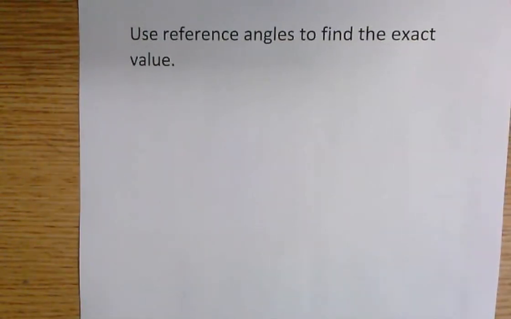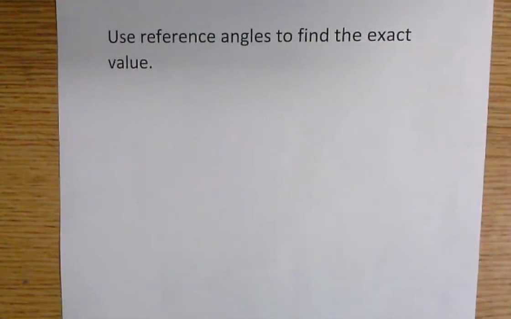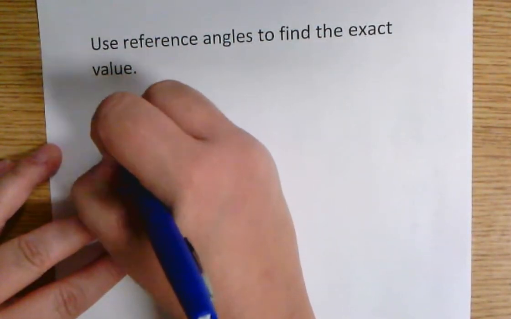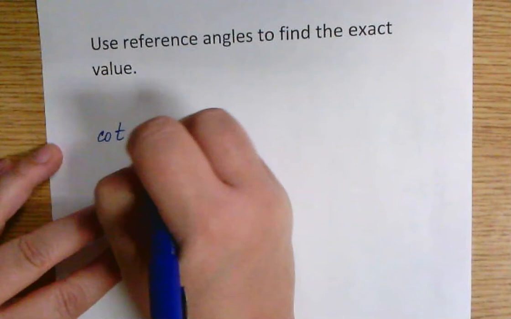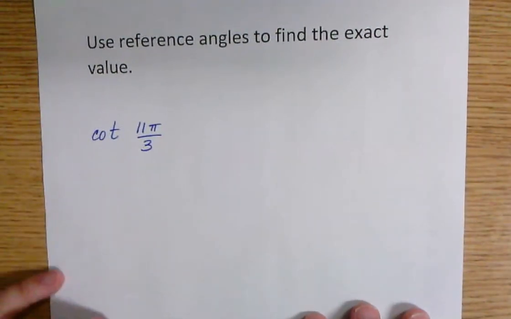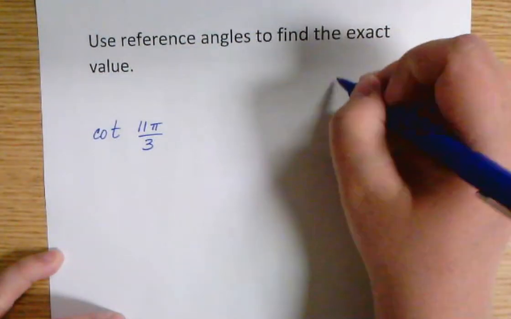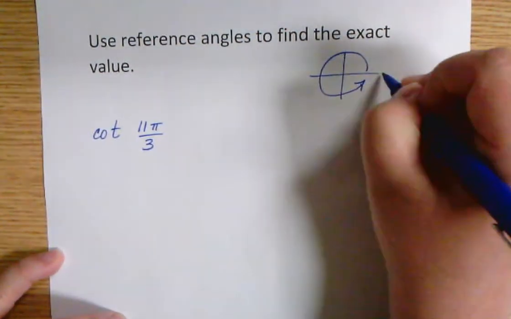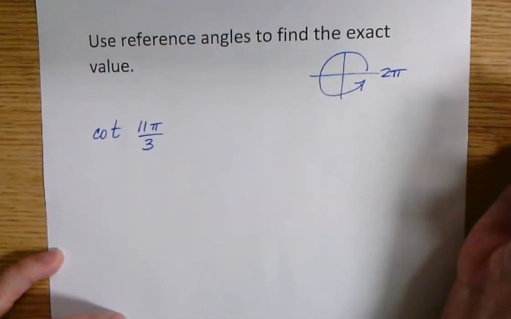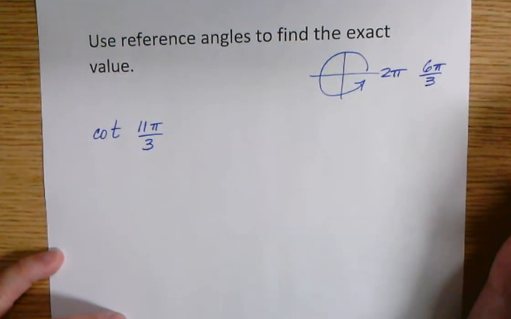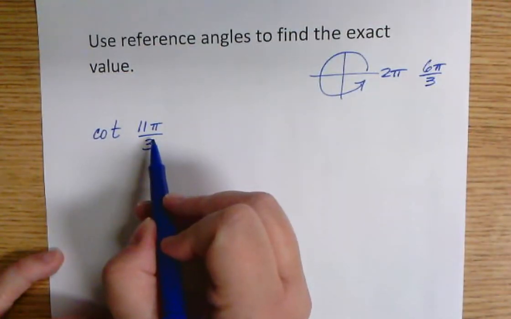All right, and finally, this is the last type of problem in this section. Again, to me, it's a little odd to be doing this after we already know the unit circle, because some of these, the unit circle helps. But let's look at this one: cotangent of 11 pi over 3. All the way around the circle is 2 pi. In terms of thirds, that's 6 pi over 3. 6/3 is 2, so 11 pi over 3 is more than 1 time all the way around the circle.